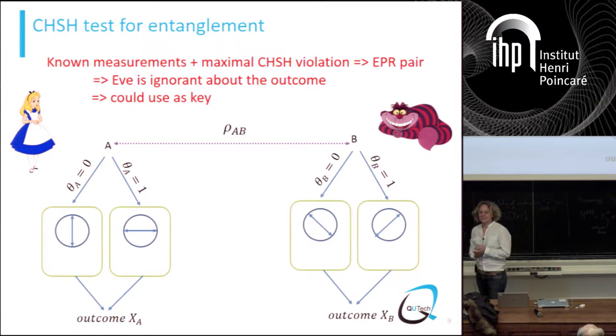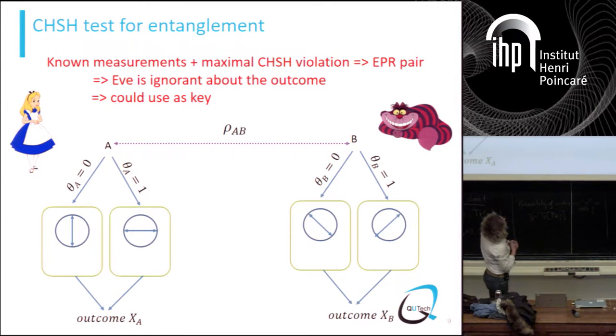So you can already see that this gives you a way to test for this EPR pair. And of course, if we have the EPR pair, then we know that Eve is ignorant about the outcome, and they could use this as a key.